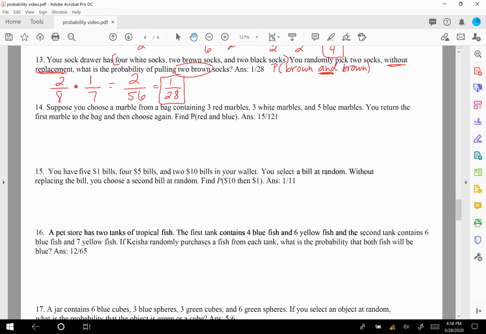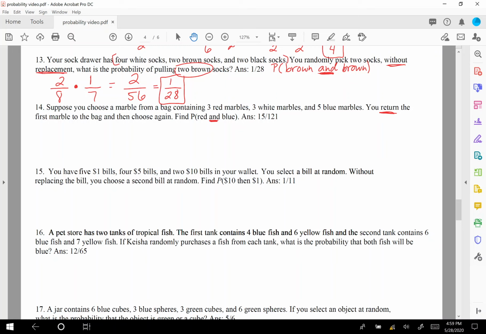Suppose you choose a marble from a bag containing 3 red marbles, 3 white marbles, and 5 blue marbles. You return the first marble to the bag and then choose again. Okay, find the probability of red and blue. Okay, that P with the parentheses here, find the probability of red and blue. That's how you read it.